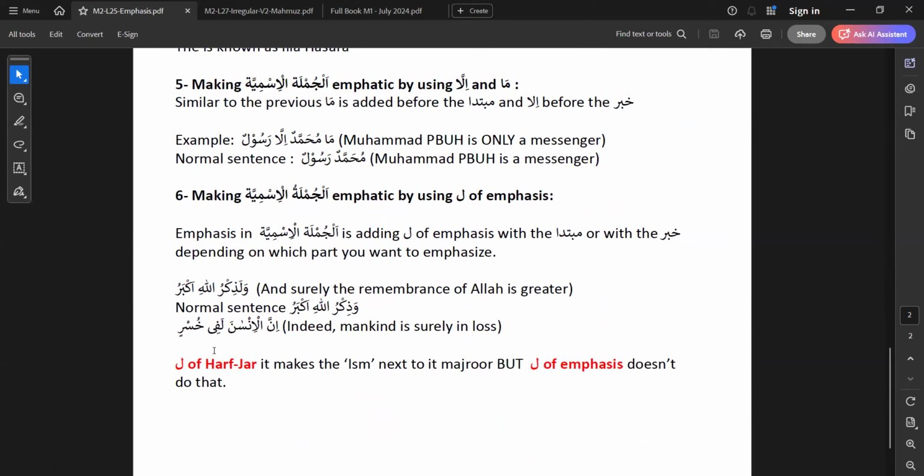And just make a note, as Dr. Mahmoud said, Mudkhalatun, and also Lam Tawkid. So these are ways of adding emphasis. Any questions before we move to the next lesson?